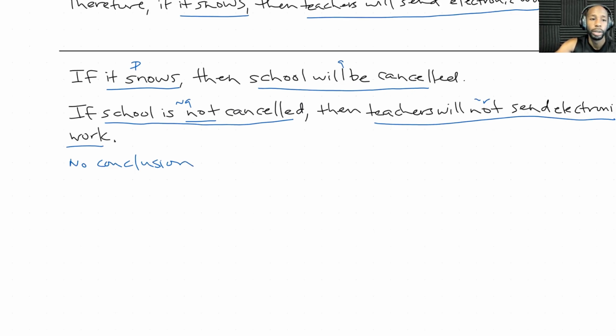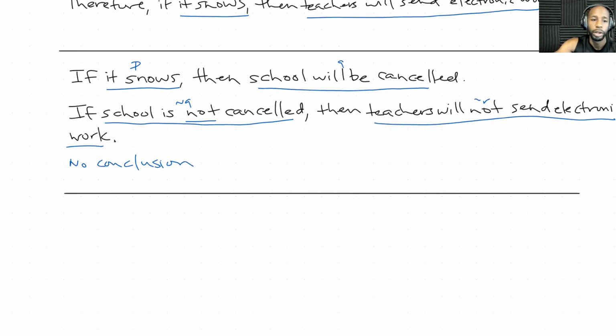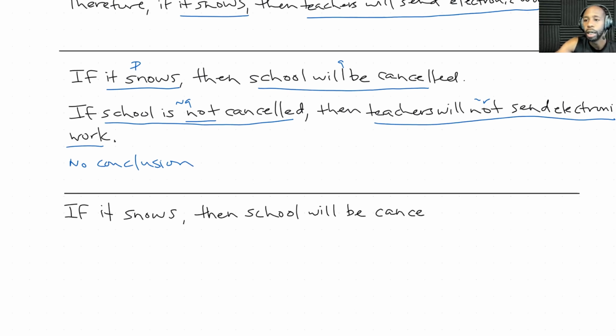All right. So let's go back to our black color. So if it snows, I like to use the same example because I think it helps it all make sense a little bit more. Then school will be canceled. Okay. If it snows, then roads will be blocked.